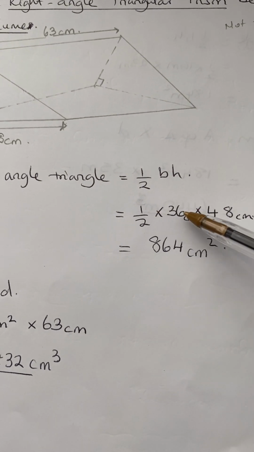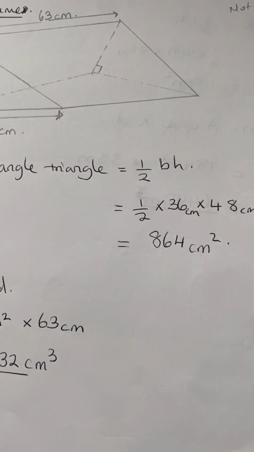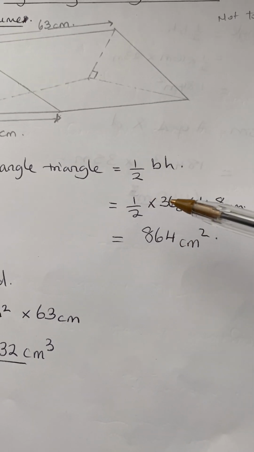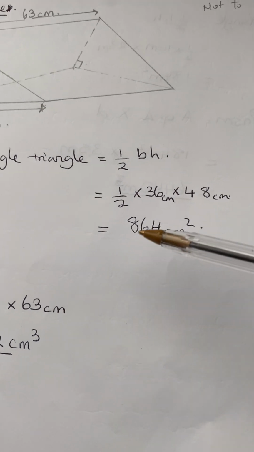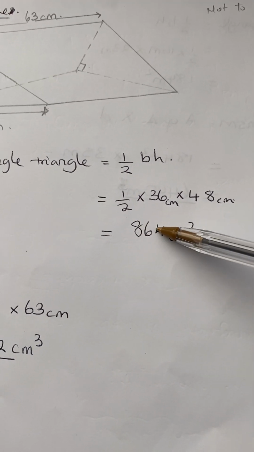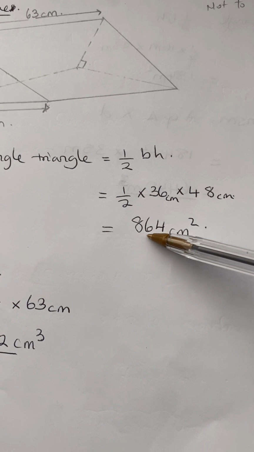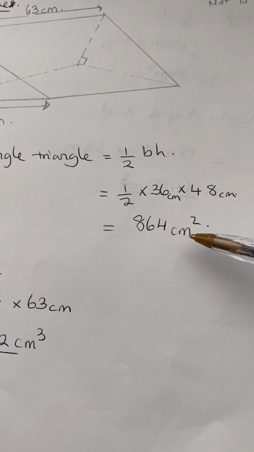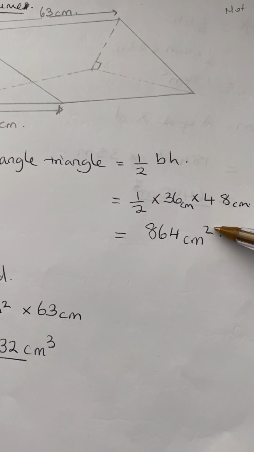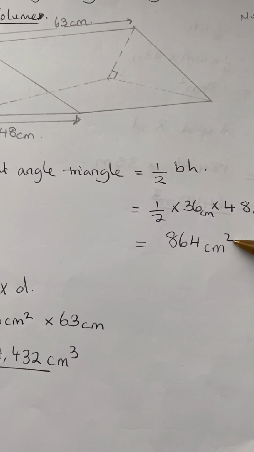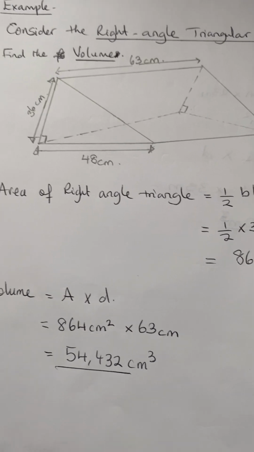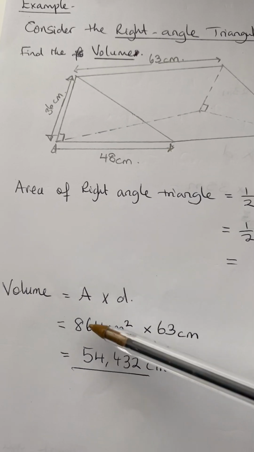You can have any of them and multiply, or you can multiply and divide by 2. If you do that on your calculator, you should get 864 centimeters squared. Again, area of a triangle, so it's centimeters squared. Now we go on and find the volume.